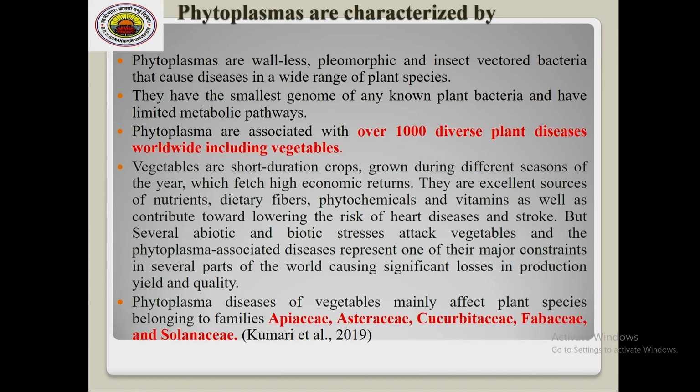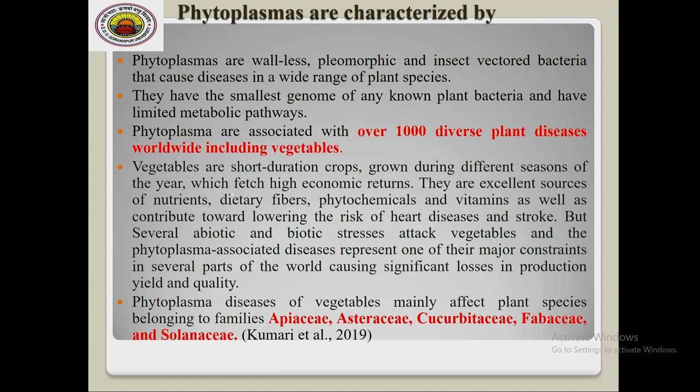Well, as we all know, phytoplasmas are characterized as wall-less pleomorphic bacteria, insect vectored, and cause diseases in a wide range of plant species globally. They have the smallest genome and limited metabolic pathways. In the present scenario, over 1,000 diverse plant diseases have been reported worldwide, including vegetable crops.